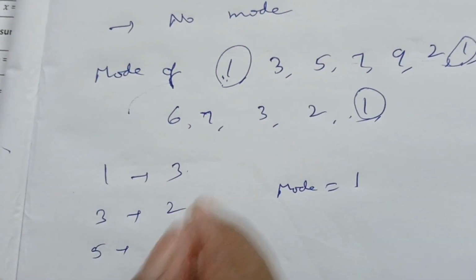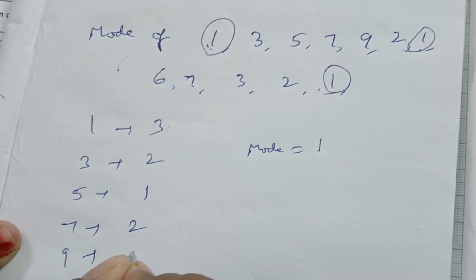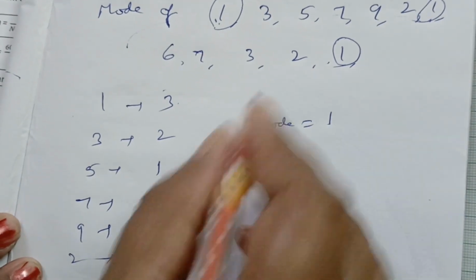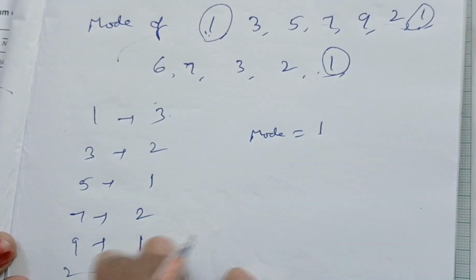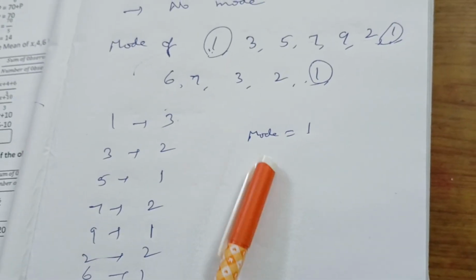We can write for the others also. 5 is given only once. 7 is given how many times? 2 times. And 9 is given how many times? Only 1 time. 2 is given how many times? 2 times. Like that you can just see all, and 6 is only once here. Like that you can see all, but the mode is 1.